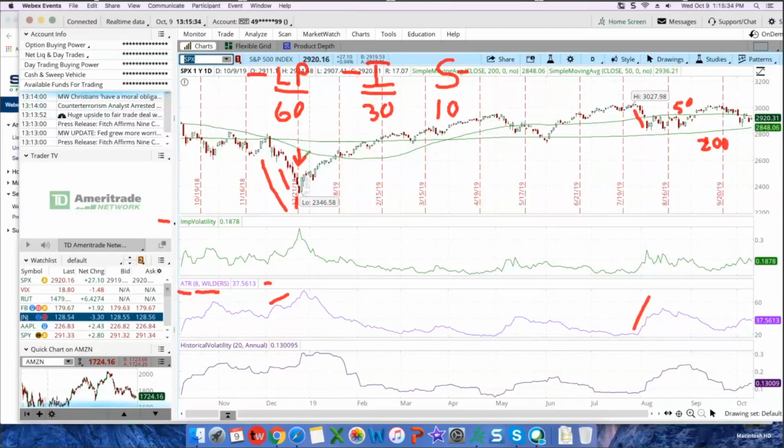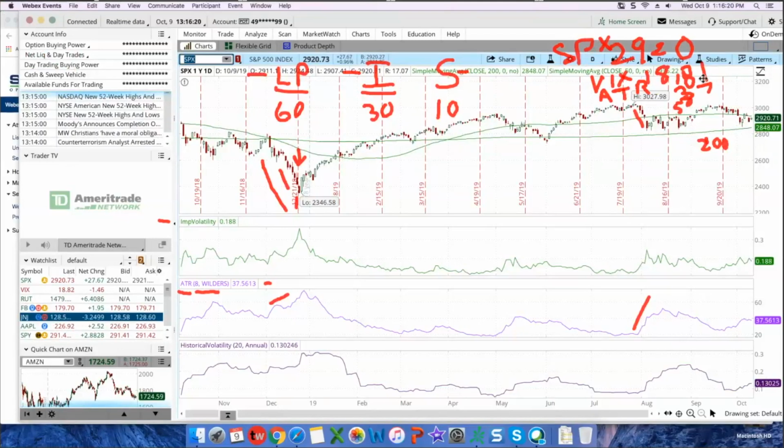All right. If you look right here, what are our allocation percentages in the market today? Today, with the SPX at 2920, and the VIX at 18.81. This is VIX. This is SPX. And the ATR is at 37.